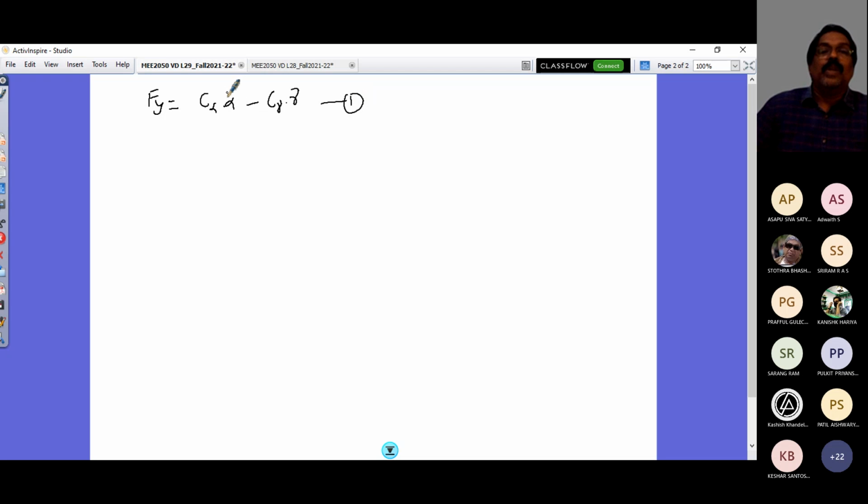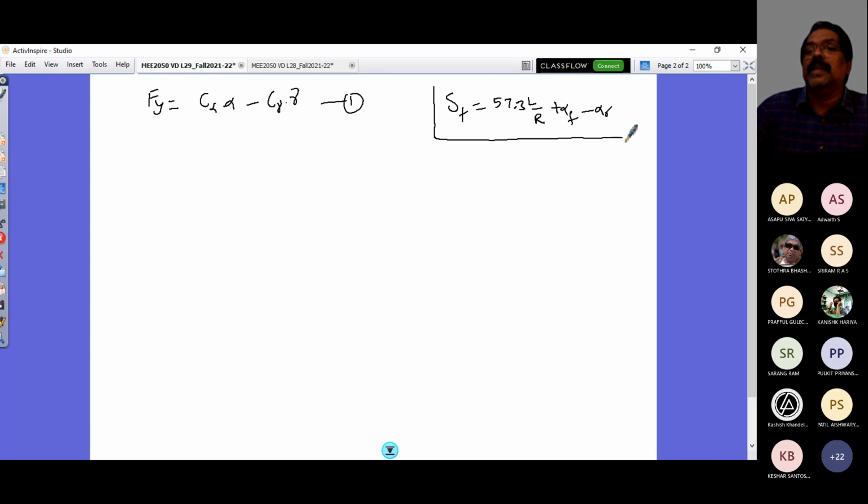And now in this, I want to get the slip angle. Ultimately, what is my requirement? The fundamental governing equation of steady state motion gives the requirement of steering angle as 57.3 L by R, in degrees, plus alpha F minus alpha R. Here I don't account for the direction; I just put the absolute values of the angles. Right, so this is the equation that we have seen.